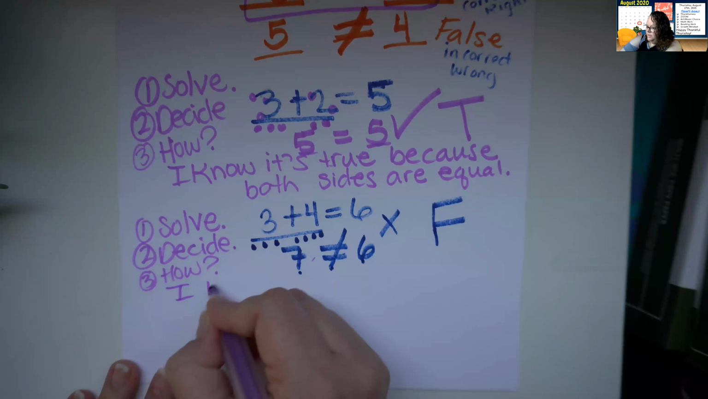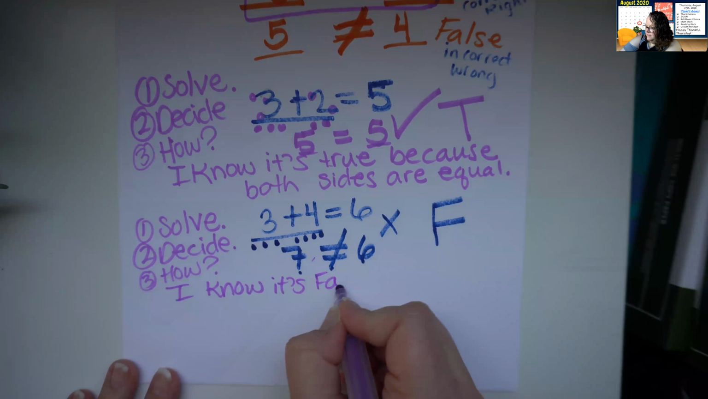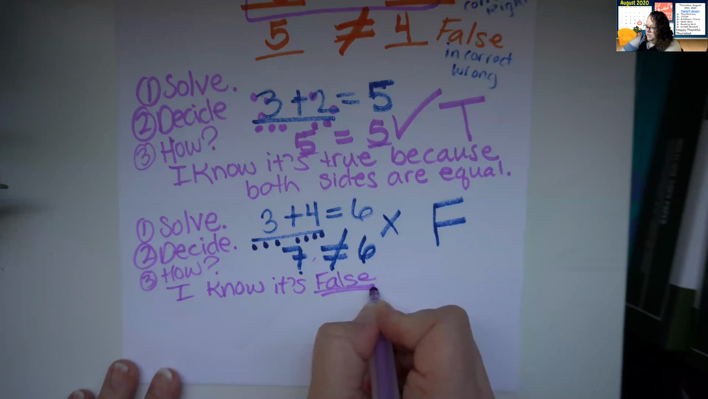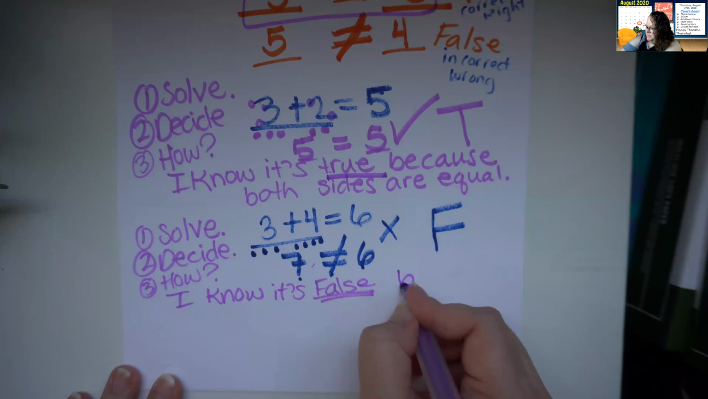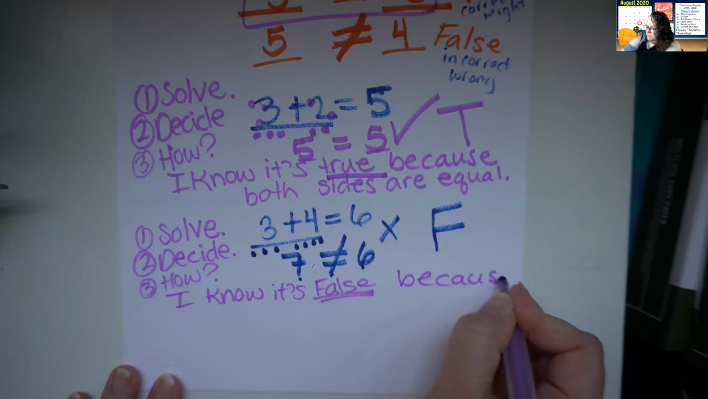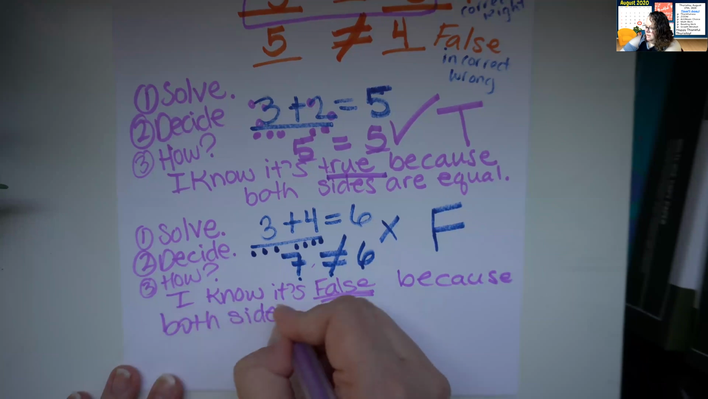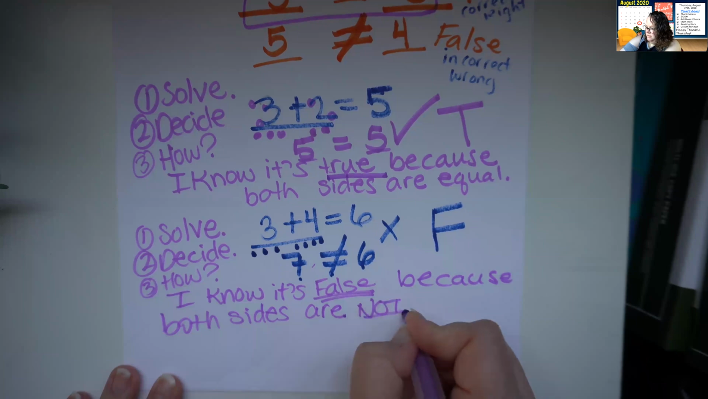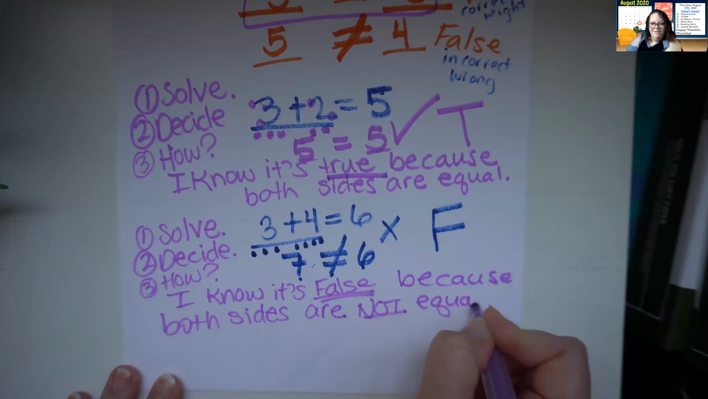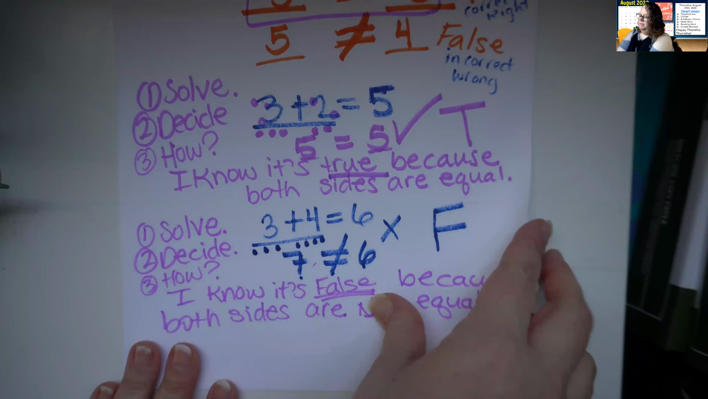I know it's false, right? I'm going to write false. Last time we wrote true, but this isn't true. This is false. I know it's false because both sides are not equal, right? Yeah. Okay.